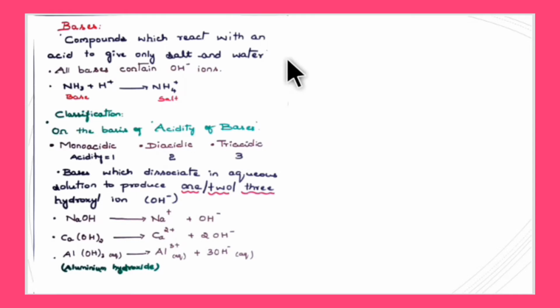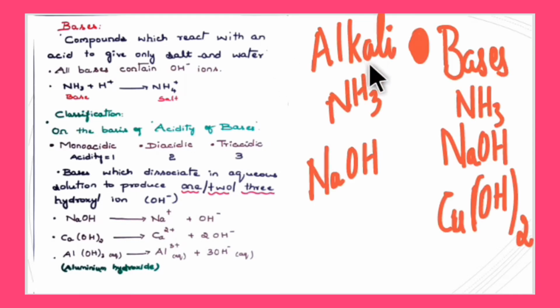As we look into the difference between alkali and bases, for example, we know NH3 is a base, NaOH, sodium hydroxide, is a base, and copper hydroxide, Cu(OH)2, is a base. So what are alkalis? An alkali is a base which dissolves in water and gives hydroxyl ions. The end product must be OH minus ions, along with the other salt. NH3 also dissolves in water and gives OH minus ions along with NH4 plus. And NaOH, sodium hydroxide, also dissolves in water in aqueous solution and gives OH minus. But copper hydroxide will not dissolve. It is insoluble in water. So it is a base, but it is not an alkali.